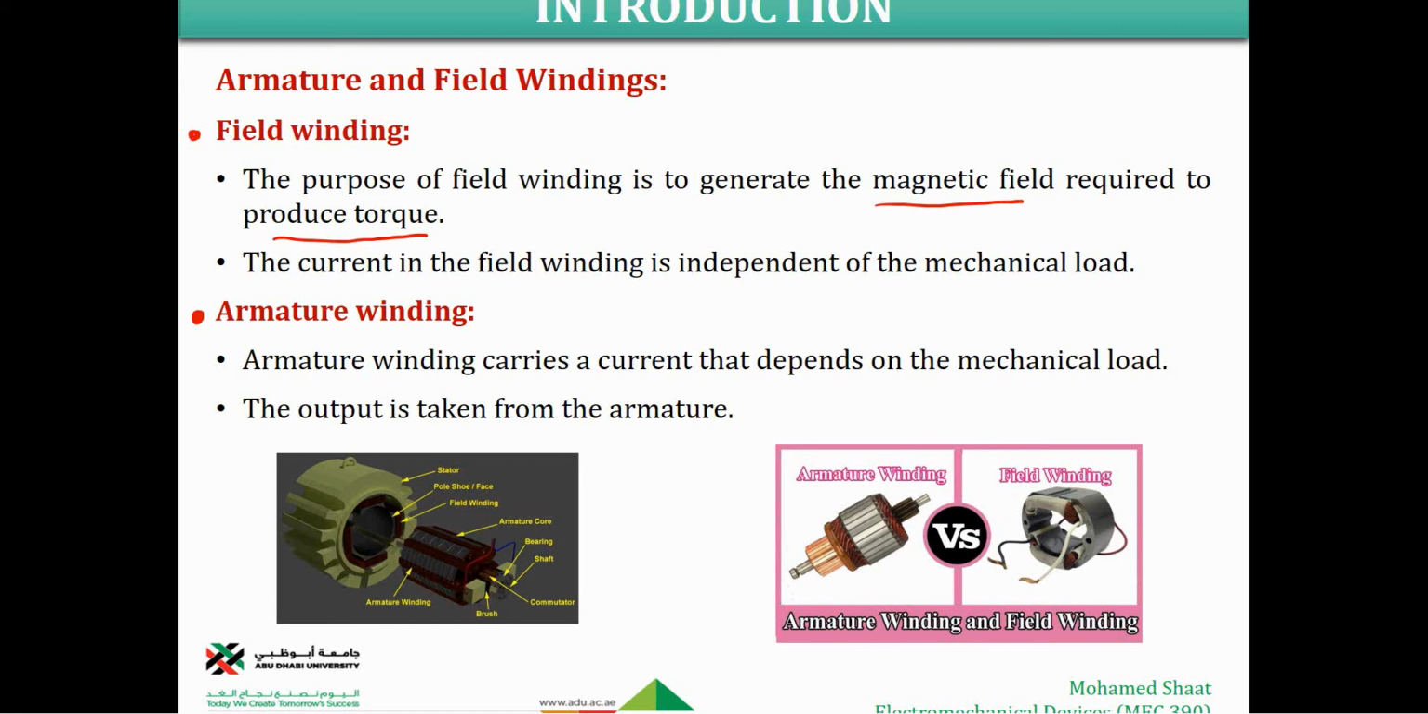And torque is a mechanical concept, a mechanical keyword used by mechanical engineers. Torque is the thing needed to give rotation to the shaft and to convert the electrical energy to mechanical energy. As we mentioned, the windings carry currents, so there are some currents through these field windings. The current over the field windings is independent of the mechanical load. It means that it does not depend on the mechanical load.